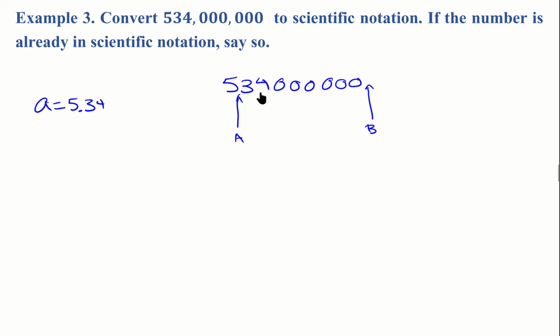Notice that's going to be 1, 2, 3, 4, 5, 6, 7, 8, right? So that's going to be the value of n, and because it's a movement to the right, it's going to be positive. So now we're ready to write our number. Our number in scientific notation is going to be 5.34 times 10 to the 8. See how simple that is?